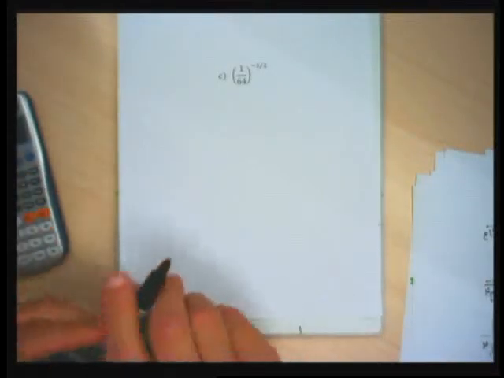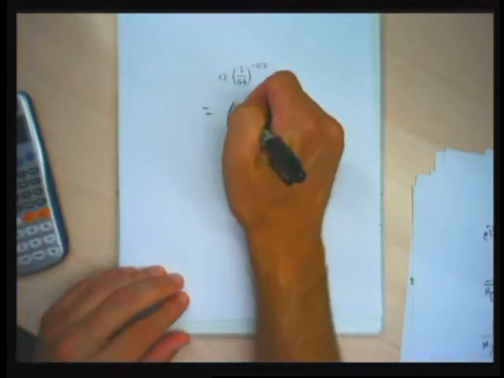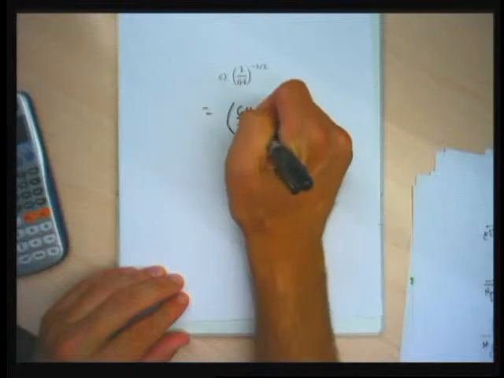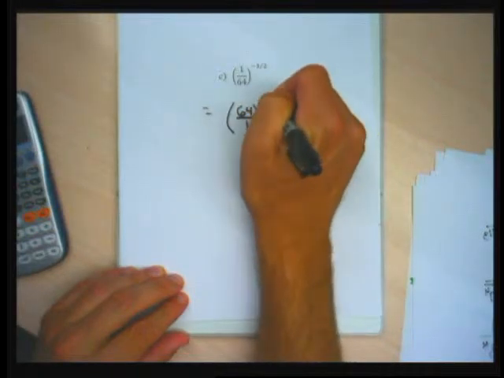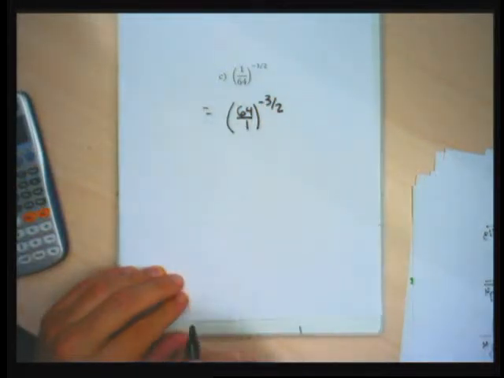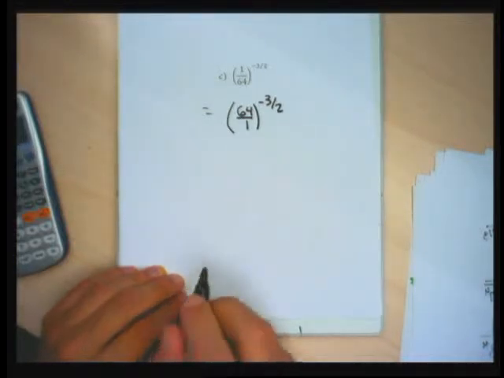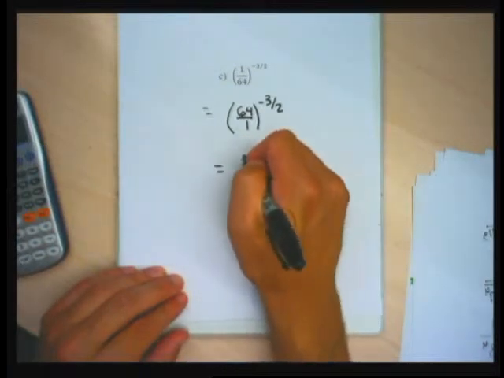Part C has a negative exponent outside of a fraction. If I'm working this by hand, I take the reciprocal of the fraction to make the negative exponent positive. 64 over 1 I can just write as 64. I don't really need to write that as a fraction because I don't need to write a fraction if it has a 1 in the denominator.